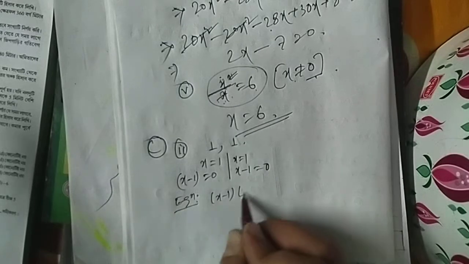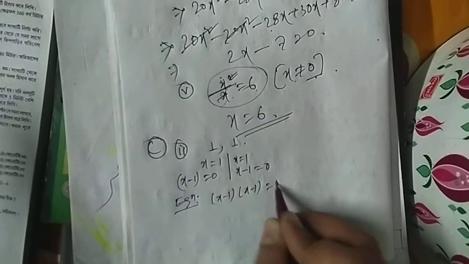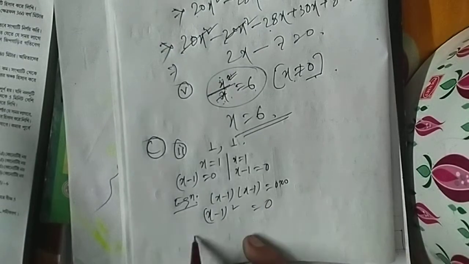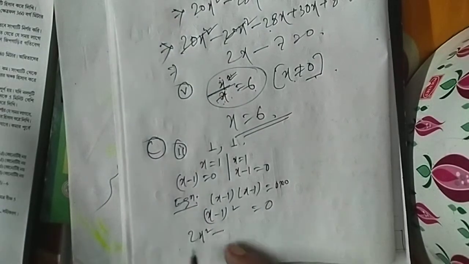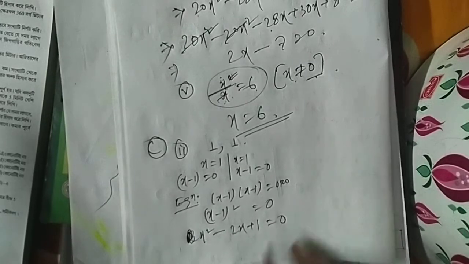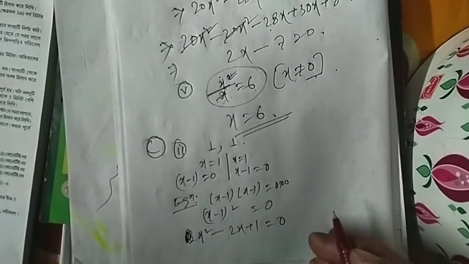x minus 1 into x minus 1 equals 0 into 0, or x minus 1 whole square equals 0. So this is x square minus 2x plus 1 equal to 0. So this will be the quadratic equation.